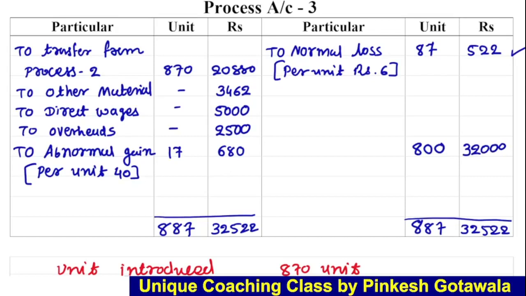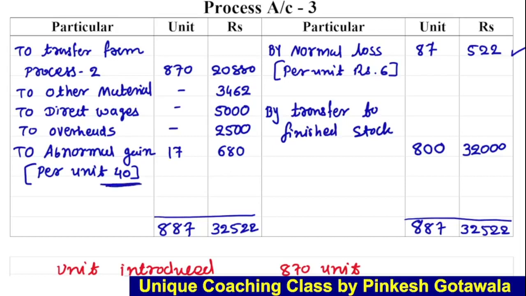So now what to do? Where will it be transferred? It will transfer to finished stock. And remember the last point, abnormal gain per unit cost comes to 40. Just check how much the per unit cost is for the final finished stock. So 800 and 32,000 divided by 800, you will get 40. So it matches, right?